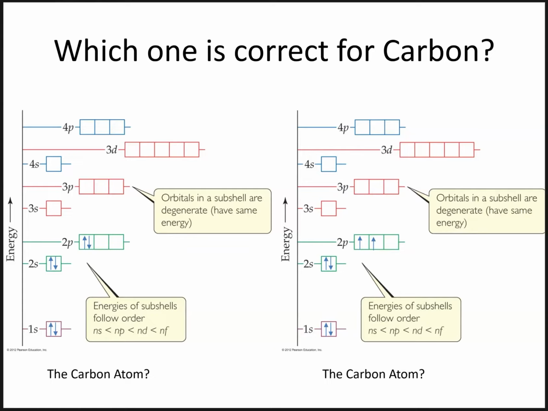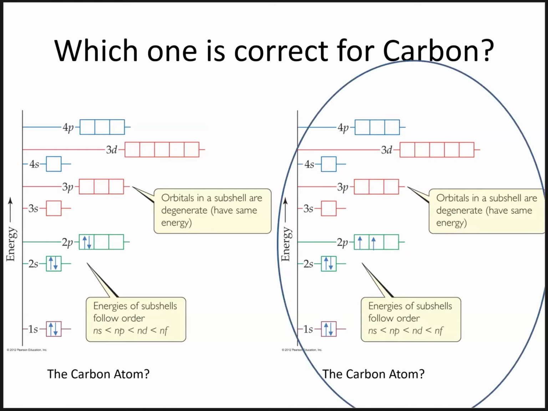So things spread out, and all the boxes will take one up arrow before we have to start pairing up electrons in these boxes. The diagram on the right is the correct view we should have for the electrons surrounding carbon. We move on to nitrogen.